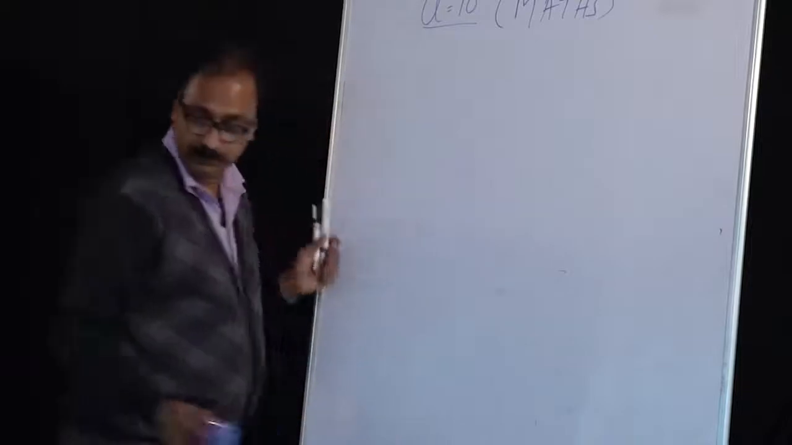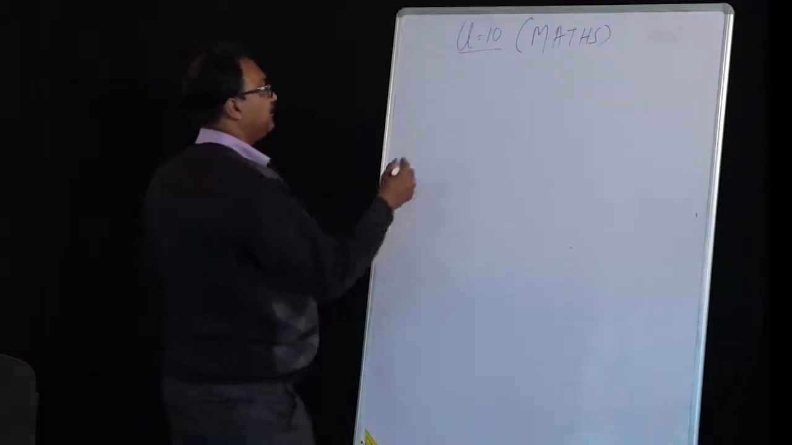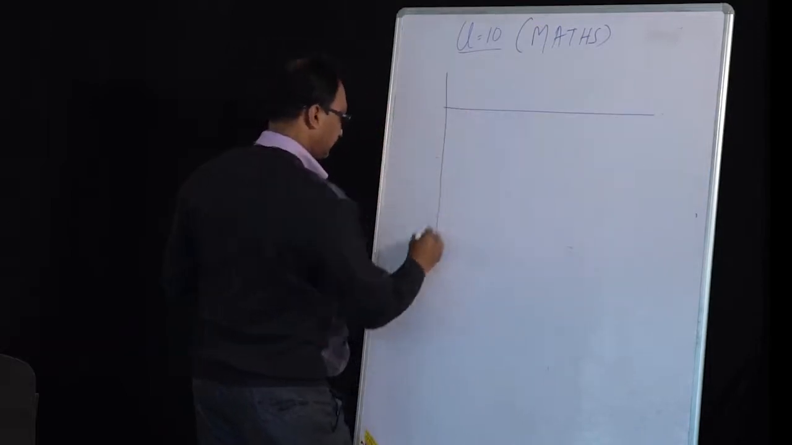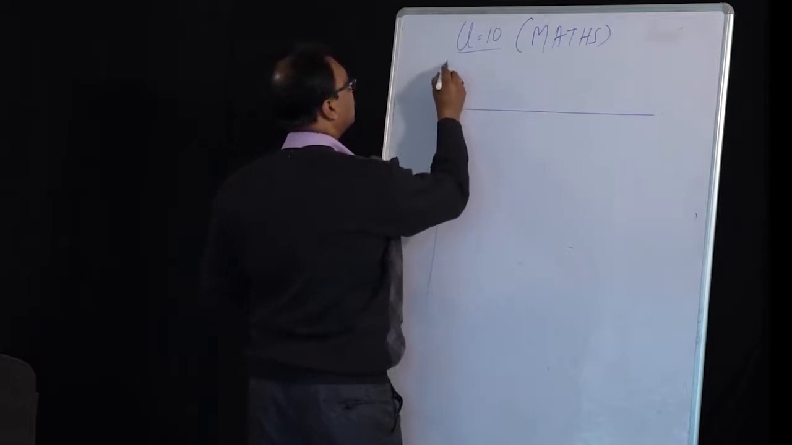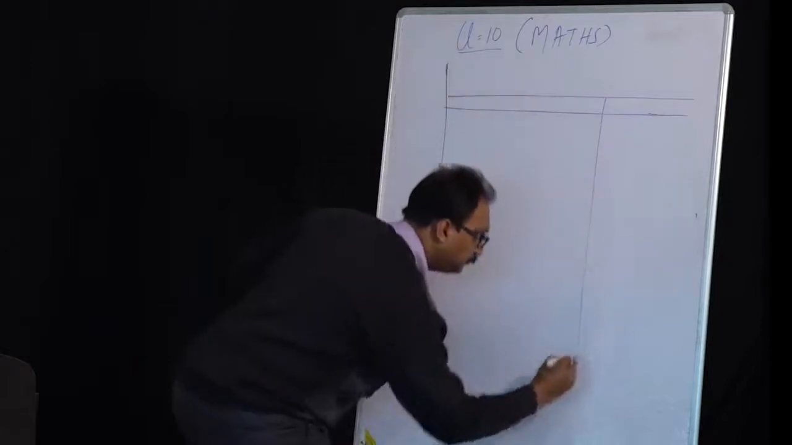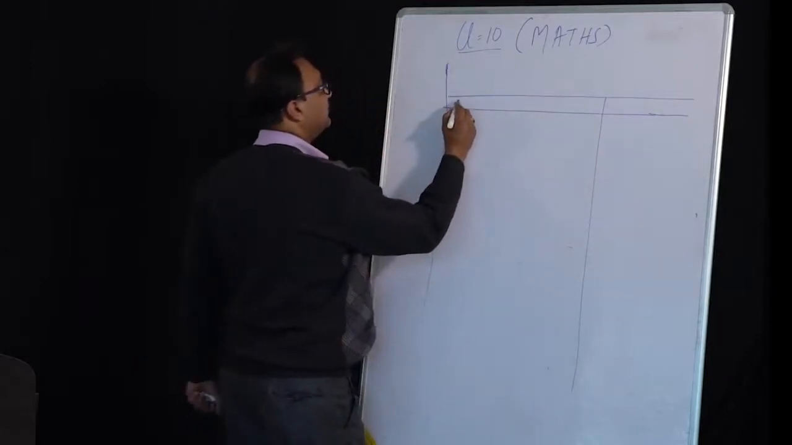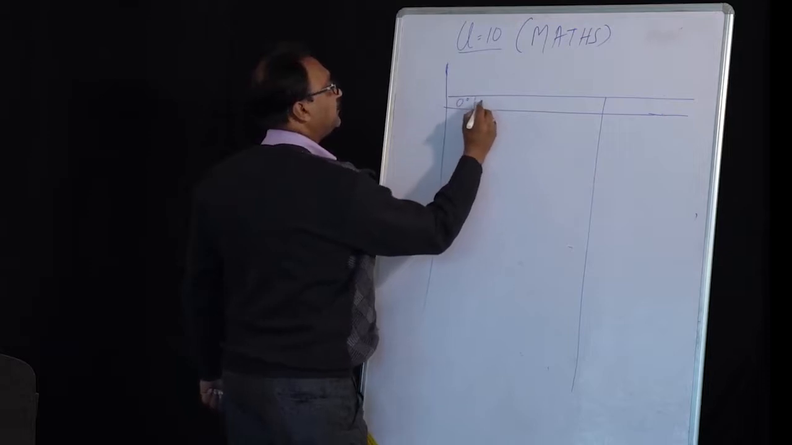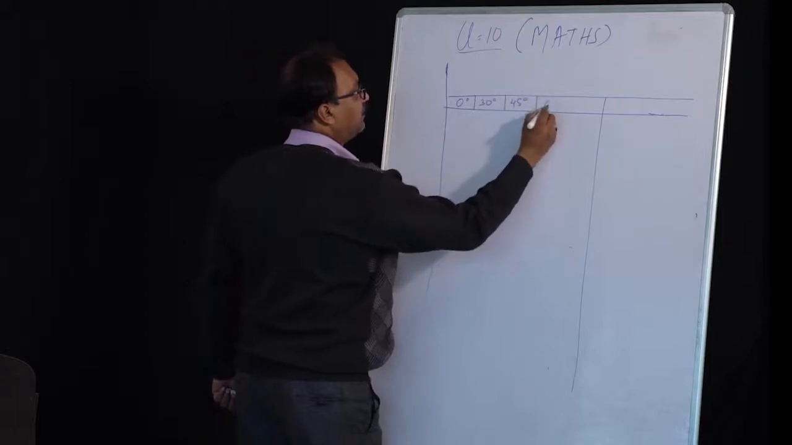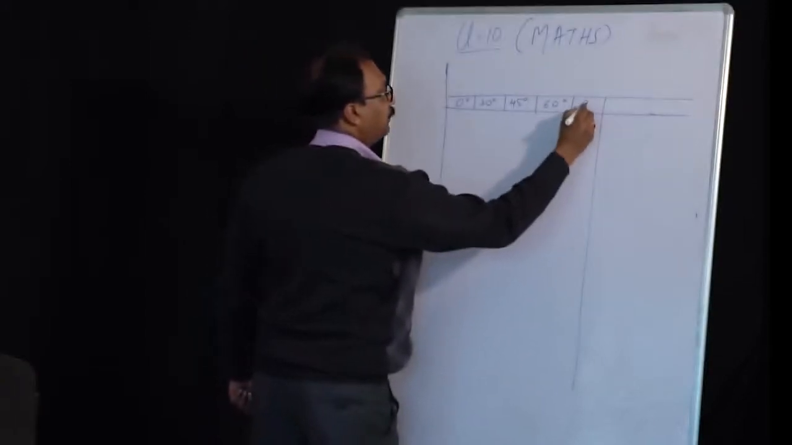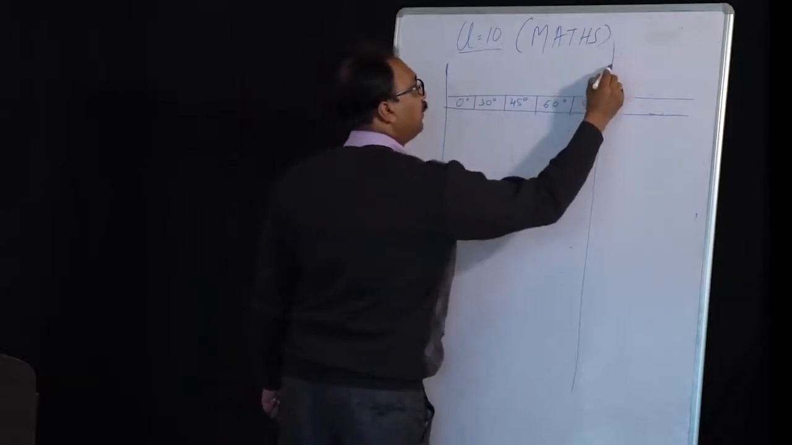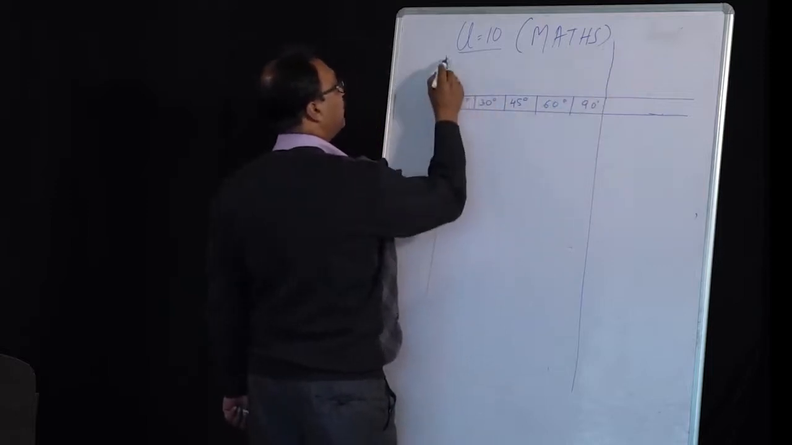Okay. Look at here. Say 0 degree, 30 degree, 45 degree, 60 degree and 90 degree. Clear? And how many chambers are there here? 1, 2, 3, 4, except 0, there are 4 chambers.